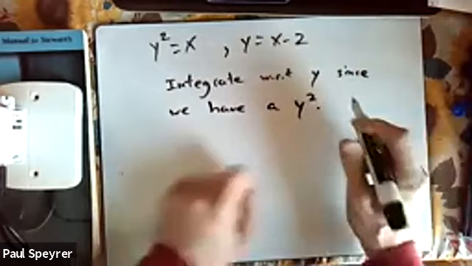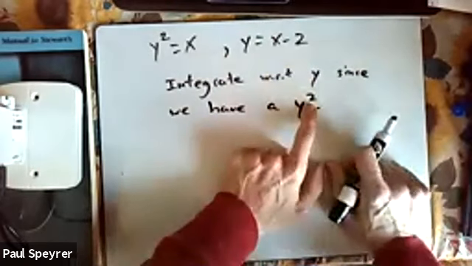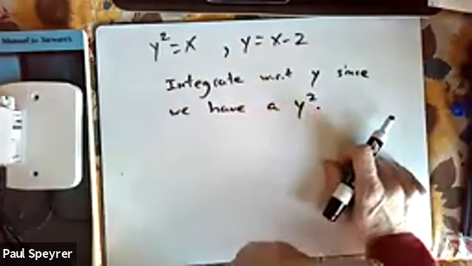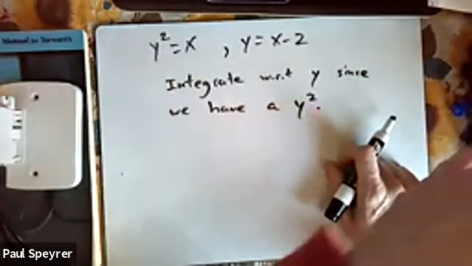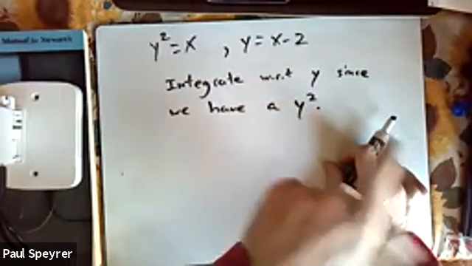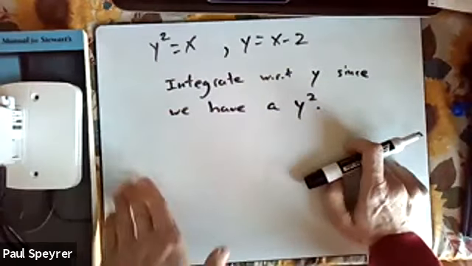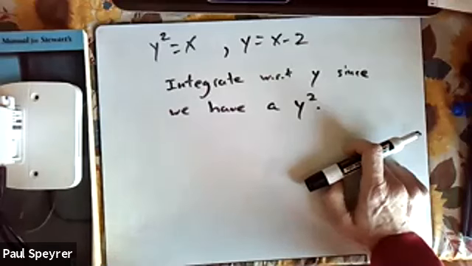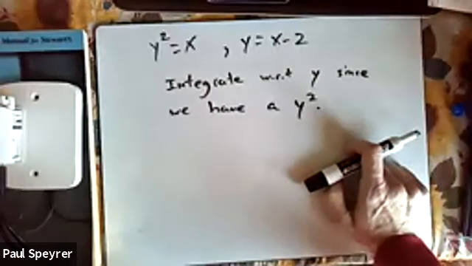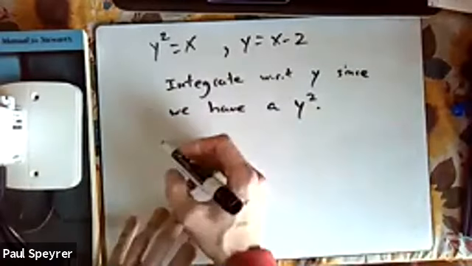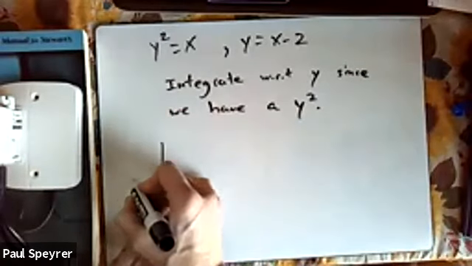And again, it doesn't have to be a y squared. If it was y to the 10th, or any other power of y in the first equation, you should integrate with respect to y. So first, let's draw a picture, so we can get an idea of what exactly we are looking for.